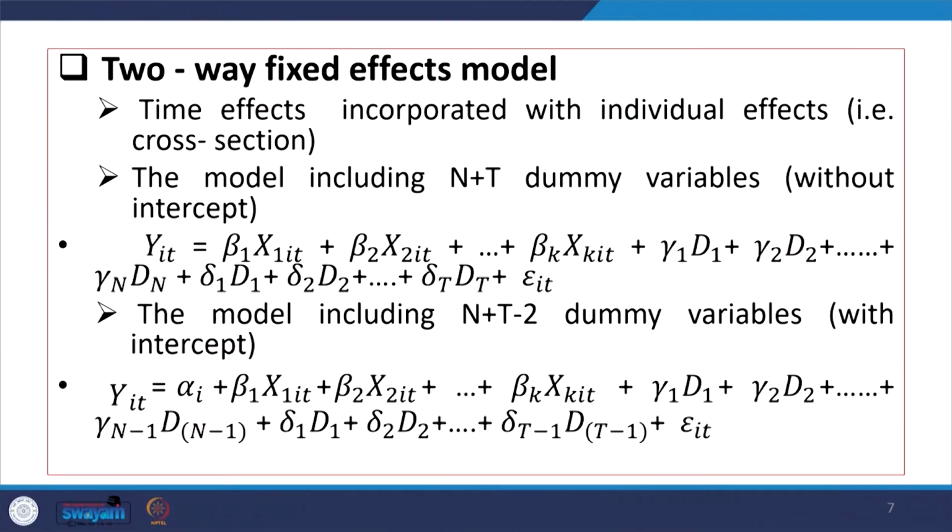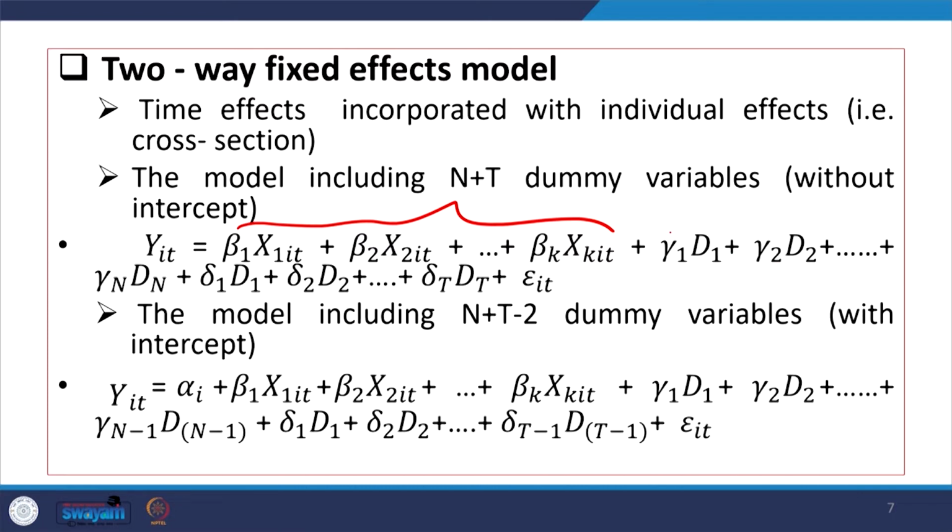In that case, time effects can also be incorporated with the individual effect. Like the model including n plus t dummy variables, if time effects are also captured. Without the intercept, there will be n plus t minus 2 dummies, because now we have time dimensions as well. So first of all, when time dimensions are there, this is our basic model. Now this is without the time.